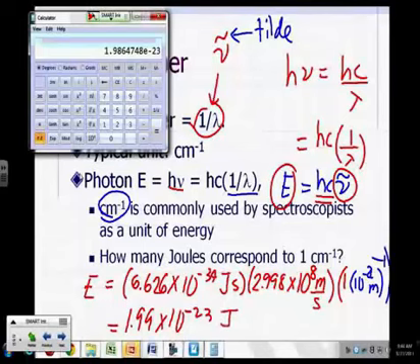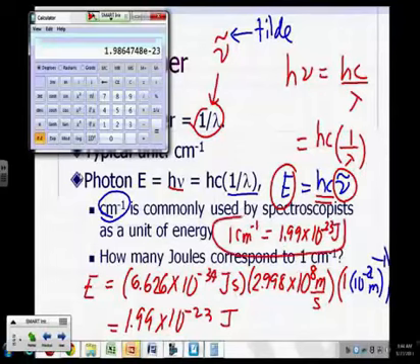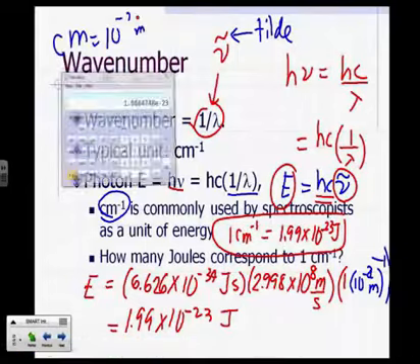That's in joules. So that is the conversion factor for reciprocal centimeters and joules. 1 reciprocal centimeter is equal to 1.99 times 10 to the negative 23rd joules. So you can use that as a unit of energy, even if you are not referring to a photon. But that would be the energy of a photon if the particular photon is for light that has a wave number of 1 reciprocal centimeter.